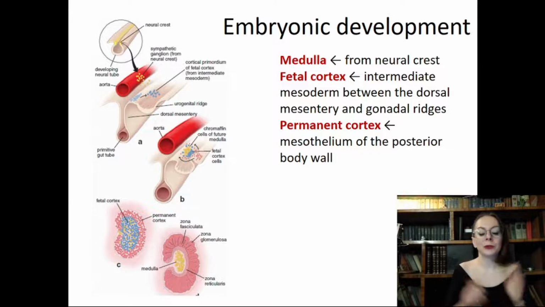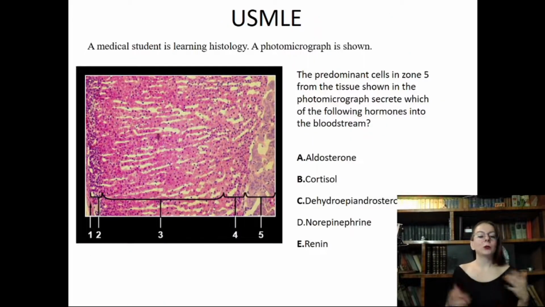Thank you for watching, and at the end, several questions from the USMLE database for the most curious and clever ones. Okay, a medical student, a very funny question, I decided to put it here. A medical student is learning histology. A photomicrograph is shown, and the question is, which hormone is predominantly produced by zone 5? So please be attentive, and if you've understood everything well, you will answer easily. Put your answers in the comments below and we'll discuss.